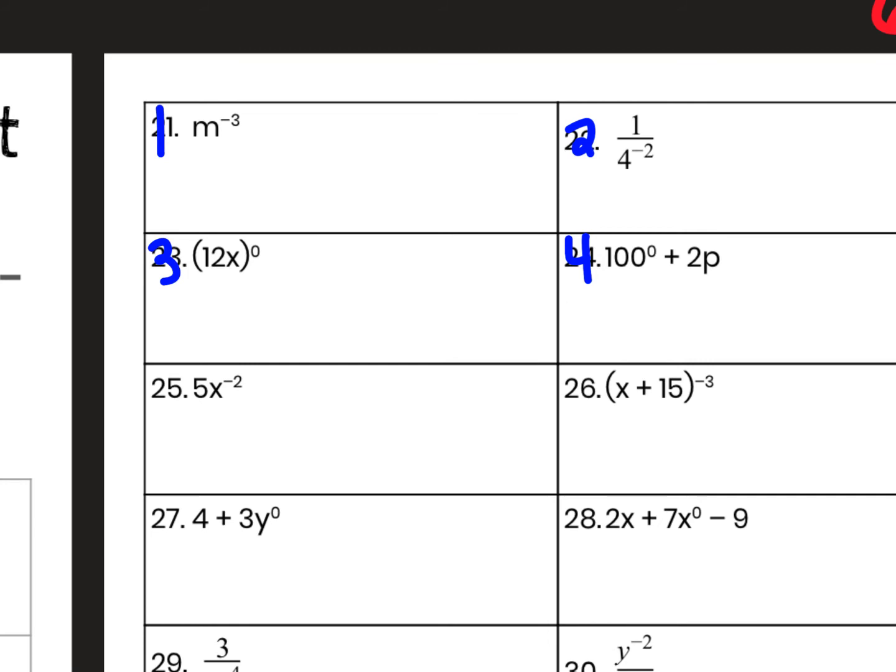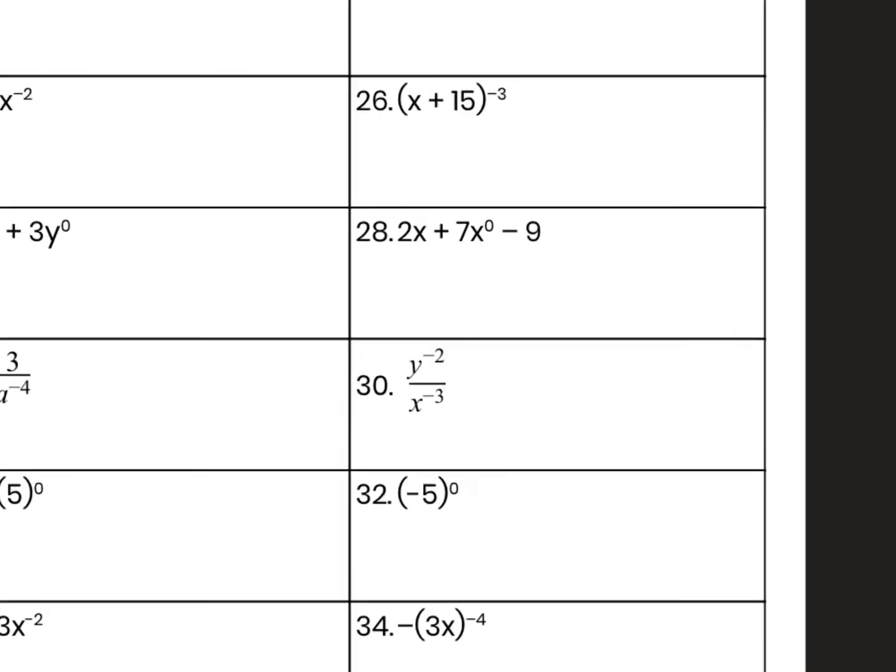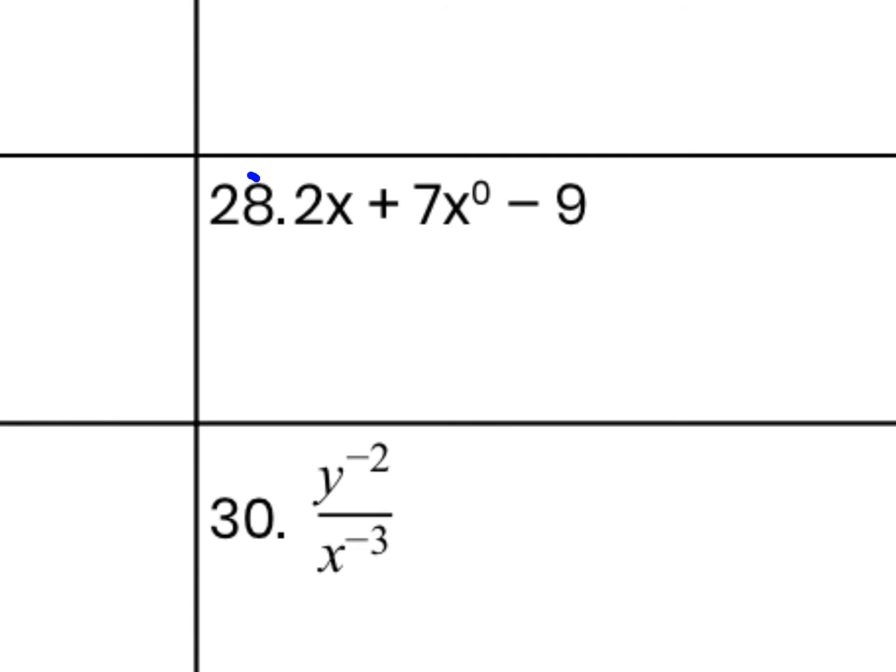So just so that I can give you a hint, because these are a little bit harder than the samples that I gave you, let's look at number 28. Or in yours, it might just be number 8. 2x plus 7x to the 0 power minus 9. Normally we would combine like terms, but there's nothing that's like because this x is regular and this x has a 0, so we can't combine them.